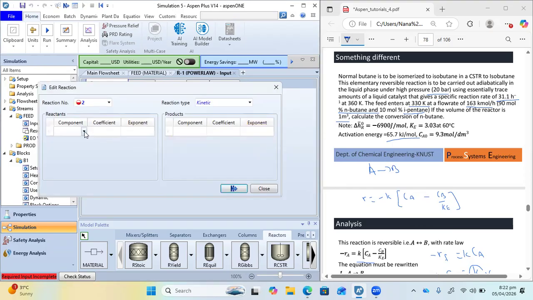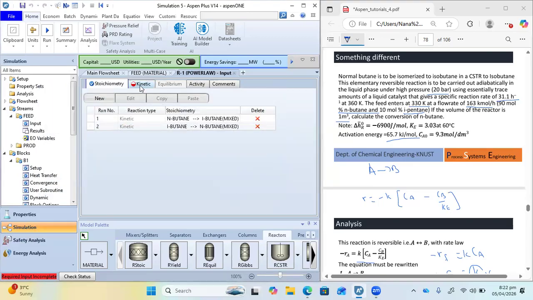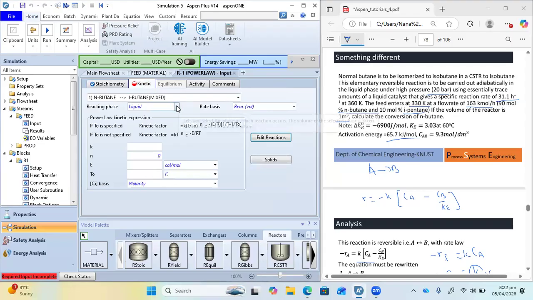So for the second reaction, this time is the reverse. So I-butane now becomes the reactant, coefficient is 1, exponent is 1, and then N-butane becomes the product in the reverse direction. So we'll have these details. Now we can come to the kinetics tab. We are already in the liquid phase, so we keep it as that, and we are keeping it at the reactor volume. We're not given much information about the catalyst, so we'll keep it under reactor volume.